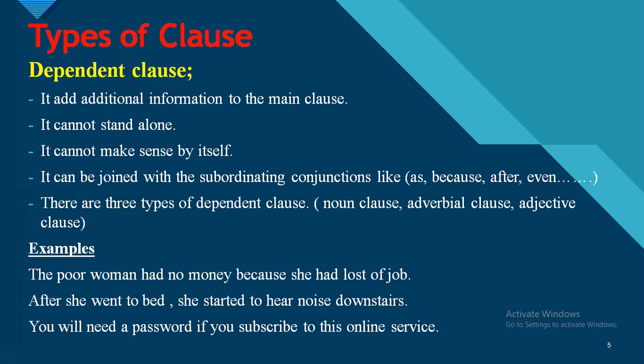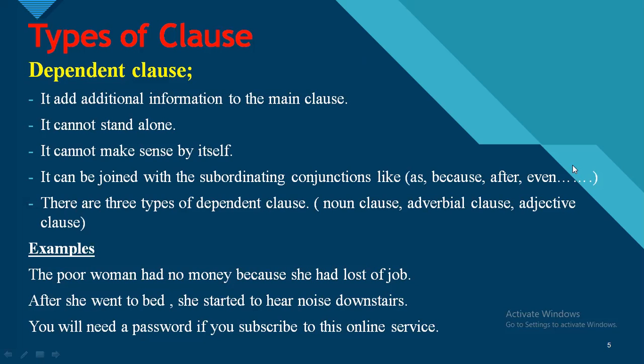The other type of clause is the dependent clause. Dependent means it depends on another and it cannot stand alone. It adds additional information to the main clause, meaning it gives more information for the main clause. Main clause means independent clause. It comes with the dependent clause, and it cannot make sense by itself because it depends on the main clause in the sentence.